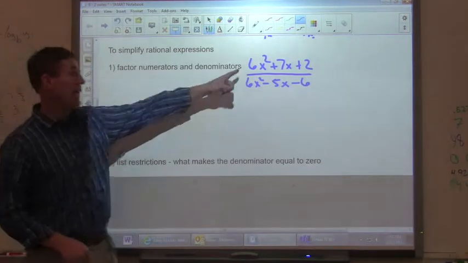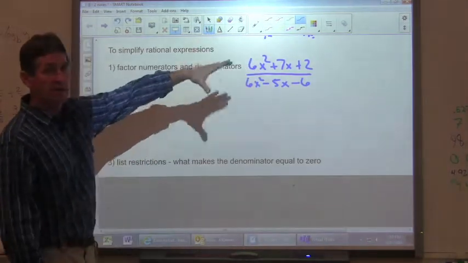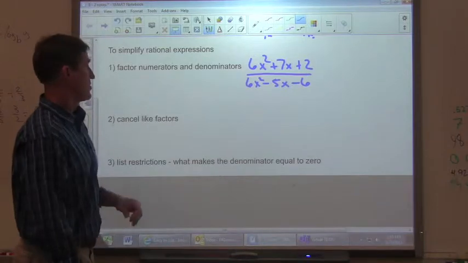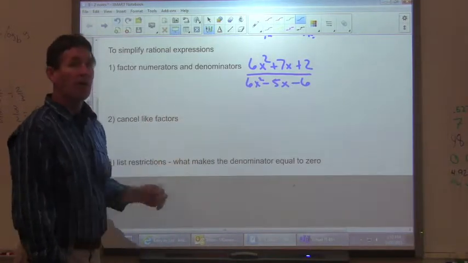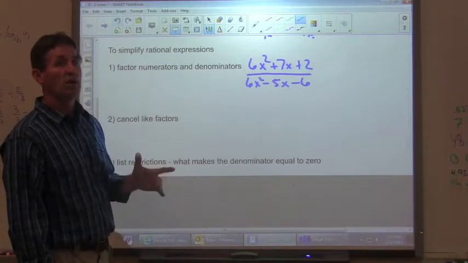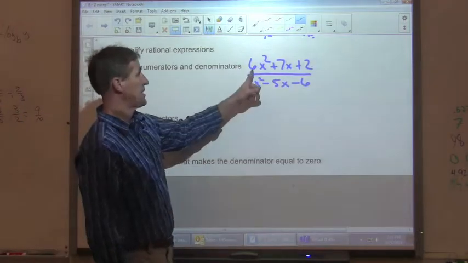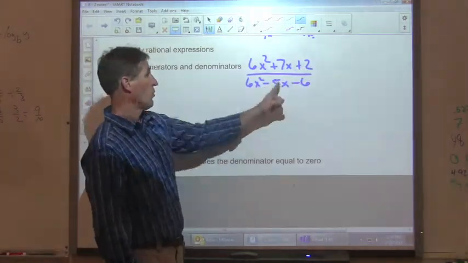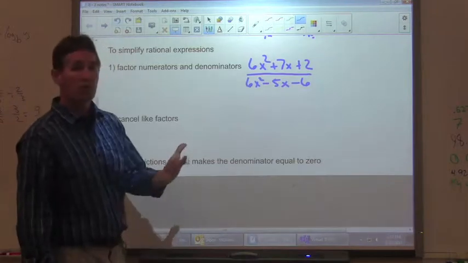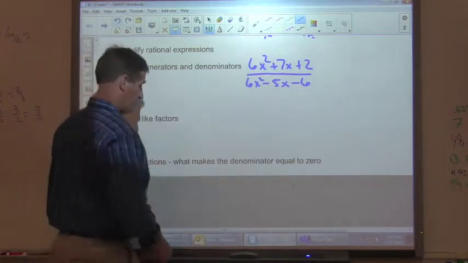Again, we can't cancel the 6x squareds because they've got stuff added, subtracted to them. So we have to factor that. Now remember, when you factor, the first thing you should always check for is the greatest common factor. In this case, we don't have any in the numerator or the denominator. So I'm going to go through and review the x method with you.